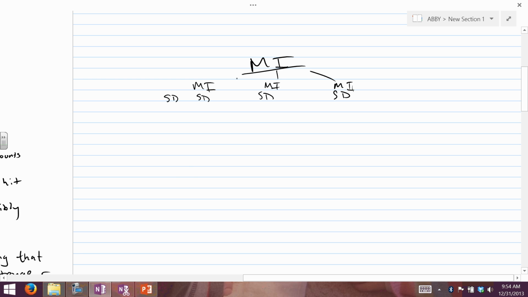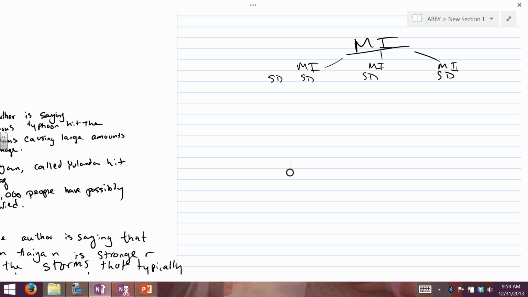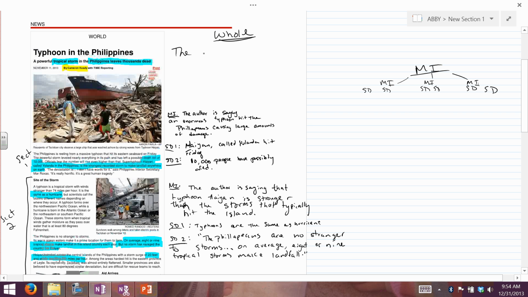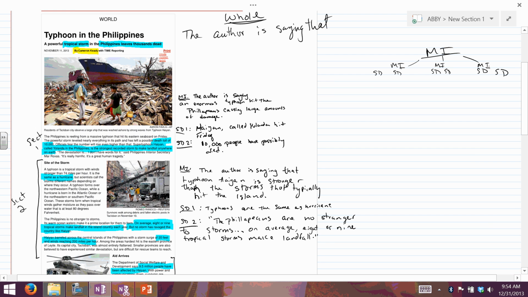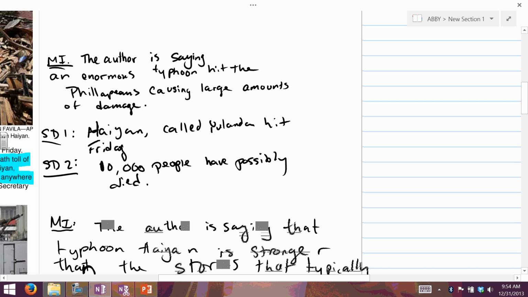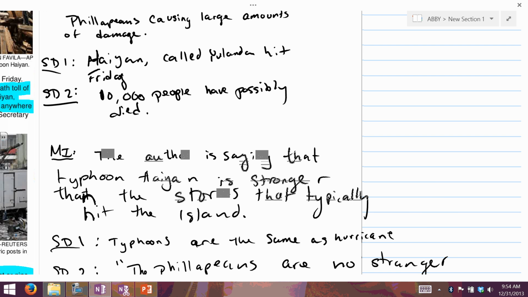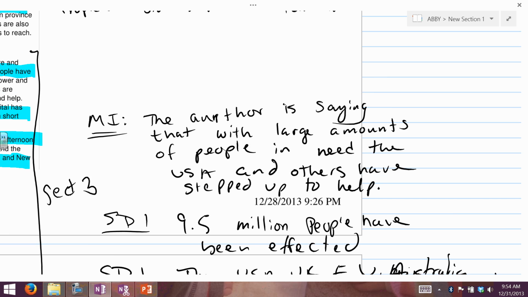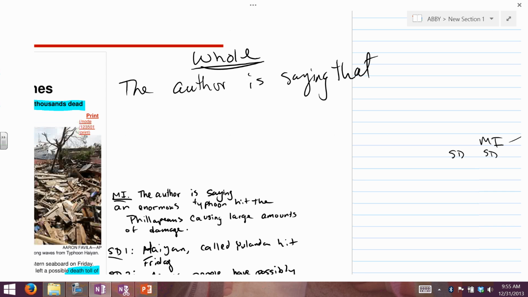Correct? Correct. So, if that's how we want to look at it, what we need to do is look at over here, we need to look at our main ideas and try and come up with a big statement. The author is saying that, now let's look at our sections. The author is saying an enormous typhoon hit the Philippines, causing large amounts of damage. The author is saying that Typhoon Haiyan is stronger than the storms that typically hit the island. And the author is saying that with large amounts of people in need, the USA and others have stepped up to help.